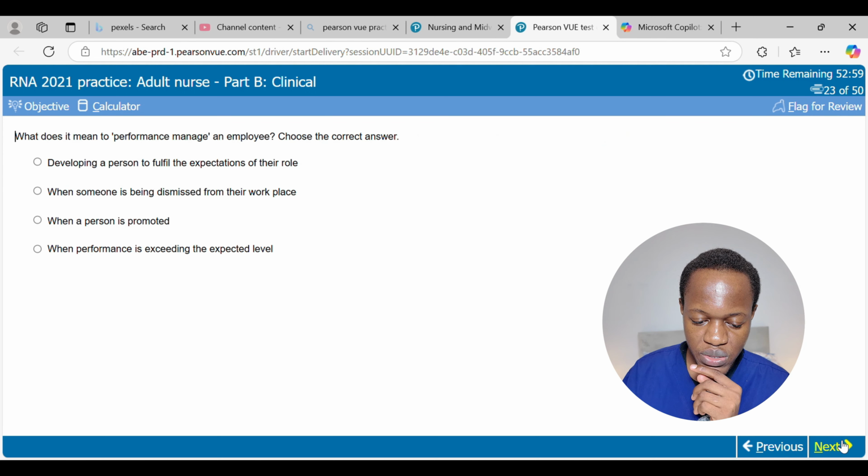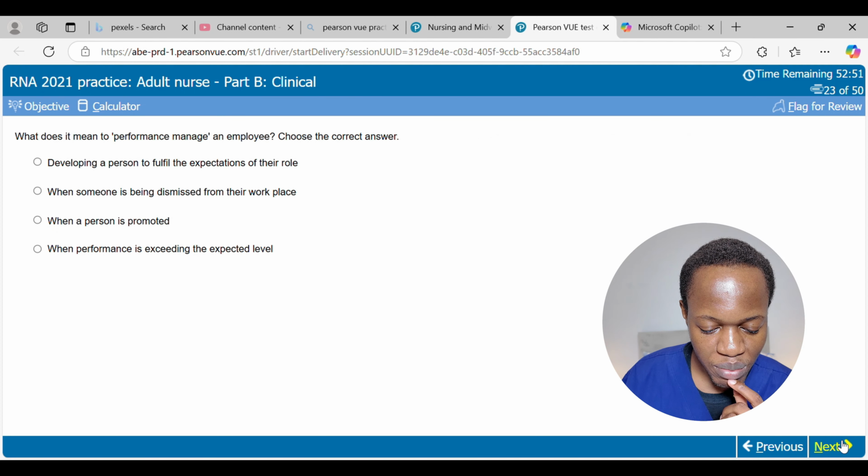What does it mean to performance manage an employee? Choose the correct answer. A, developing a person to fulfill the expectations of their role. B, when someone is being dismissed from their workplace. C, when a person is promoted. D, when performance is exceeding the expected level. No. Developing a person to fulfill the expectations of their role.